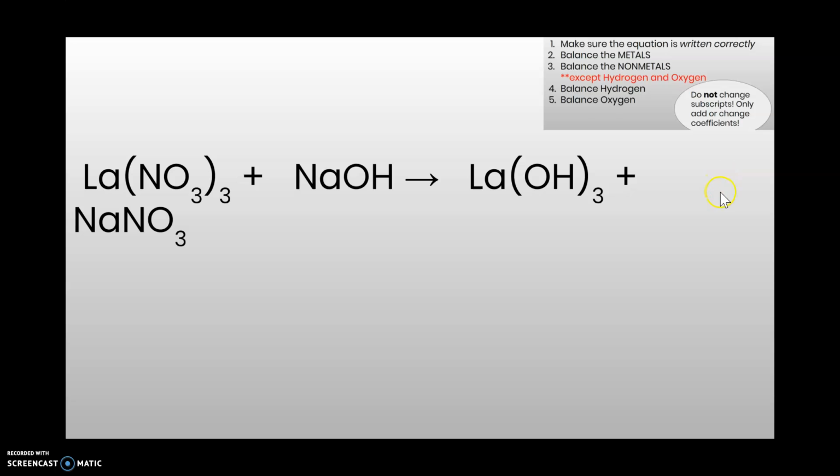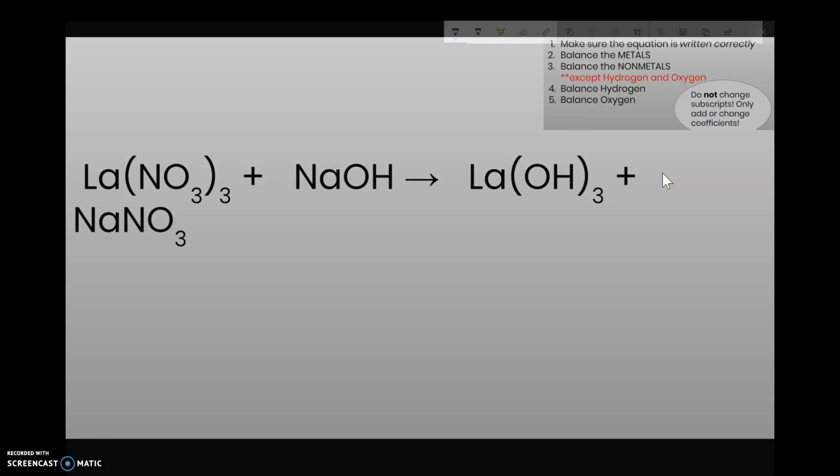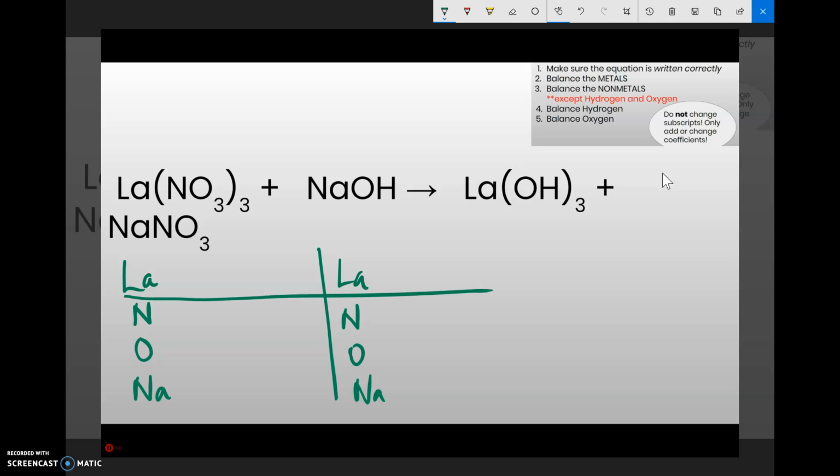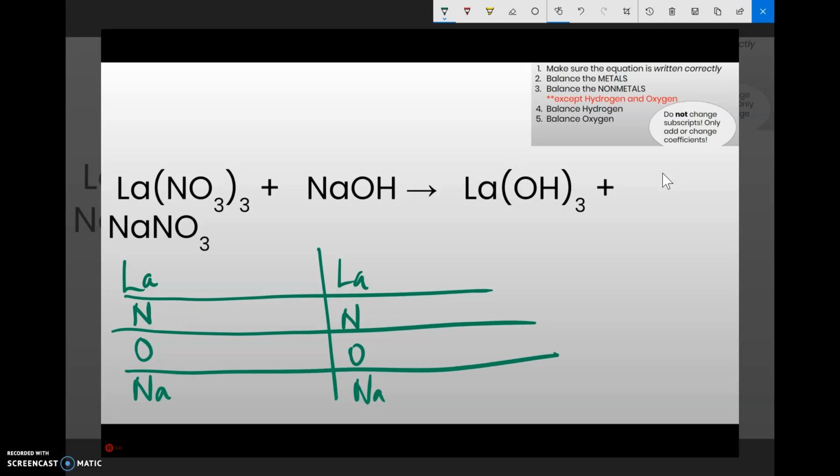Okay, this one looks a little bit more scary because we've got more elements, but it's not scary. We're going to do the same thing. It just might take us a little bit longer. So let's go ahead and make a chart. This time I'm going to have an La, a nitrogen, an oxygen, and an Na. And then on this side, again, La, nitrogen, oxygen, and a sodium. I'm going to separate those out. Here we go.